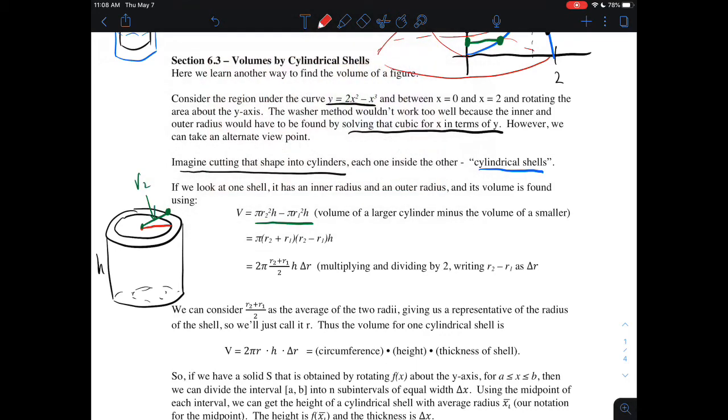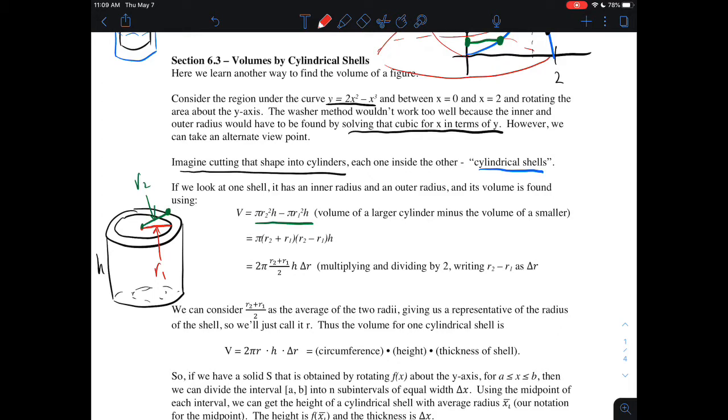R1 would be the smaller radius, or inner radius. And all you're doing with this subtraction is taking the volume of the larger cylinder and then cutting out the volume of the inner cylinder. What you're left with is just a shell. So I'm taking two volumes and subtracting them. This is exactly like finding the areas between two curves. We're using subtraction to find what's left.